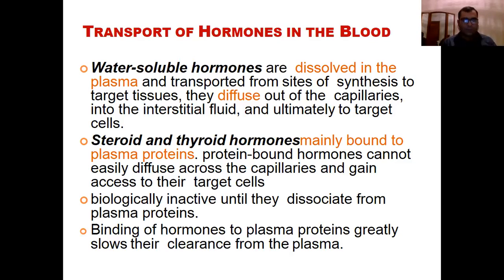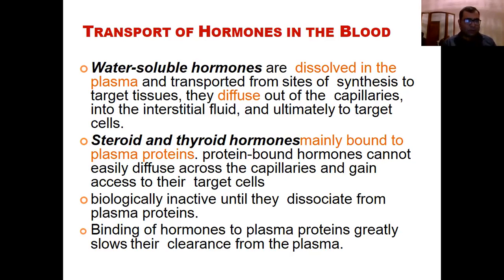Transport of hormones in the blood. Water-soluble hormones, peptides and catecholamines, are dissolved in the plasma and transported from their site of synthesis to target tissues, where they diffuse out of the capillaries into the interstitial fluid and ultimately to the target cells.